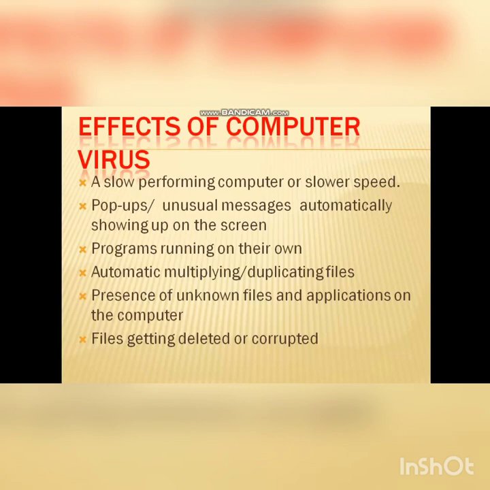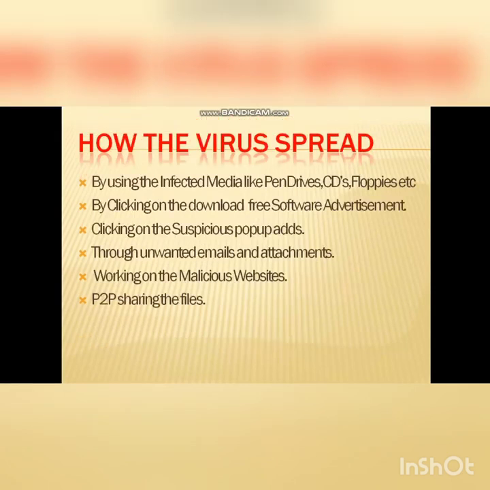The third one is programs running on their own, means programs running automatically within the system. It does not require clicking by the user. The fourth one is automatically multiplying, duplicating files, means it automatically creates replicating or duplicating copies. The next one is the presence of unknown files and applications on the computer, and the next one is files getting deleted or corrupted automatically without the knowledge of the user.